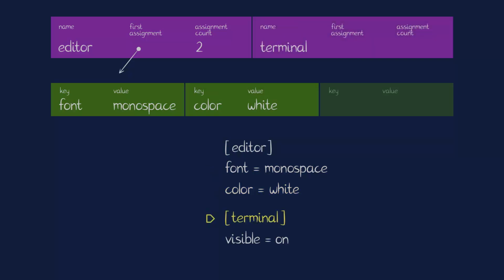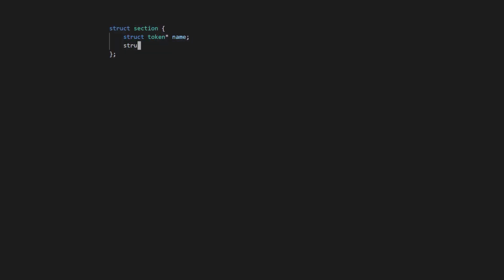For the next assignment, I allocate space in the same pool of assignments as before, and I will let the new section point to this assignment. This way I can use one pool of assignments for multiple lists. So I add a pointer to the first assignment, and I keep track of the number of assignments.